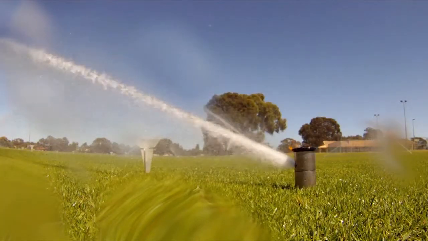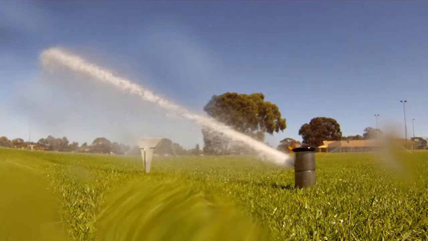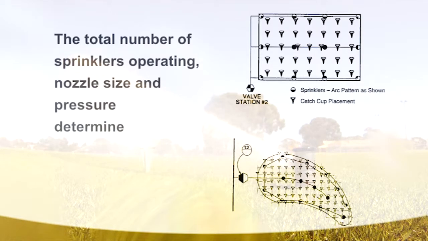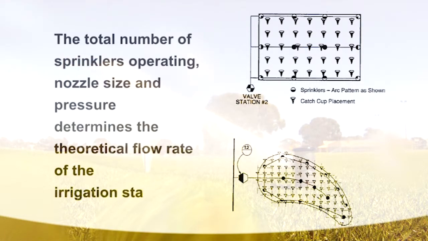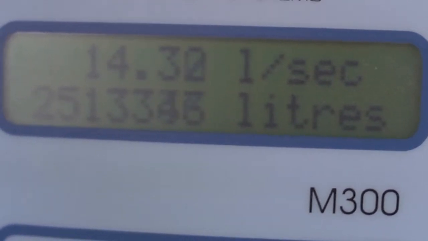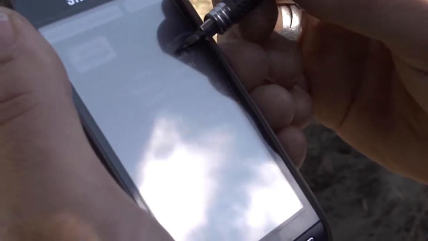The total number of sprinkler heads operating on the station should be recorded. This information, together with nozzle size and pressure, enables us to calculate the theoretical flow rate for the station, and we can then compare it with the actual flow from the water meter reading. If sprinkler pressures have not been recorded already, this is a good opportunity to gather that information.